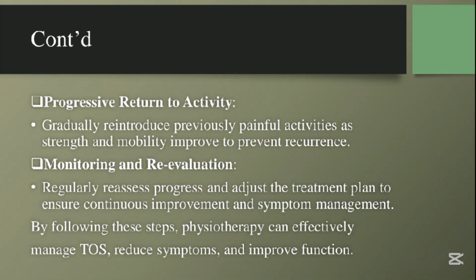And the next one is progressive return to activity. Gradually reintroduce previously painful activities as strength and mobility improve to prevent recurrence. Monitoring and re-evaluation: regularly reassess progress and adjust the treatment plan to ensure continuous improvement and symptom management. By following these steps, physiotherapy can effectively manage TOS, reduce symptoms and improve function. So this is the short lecture on TOS, thoracic outlet syndrome.